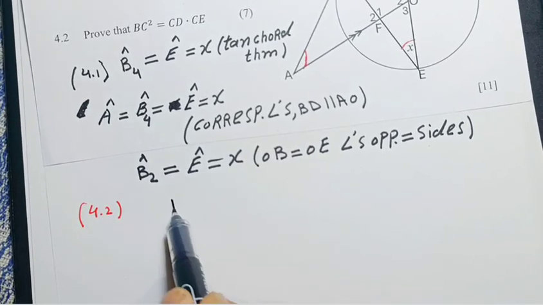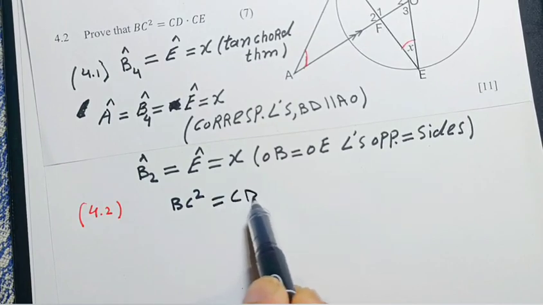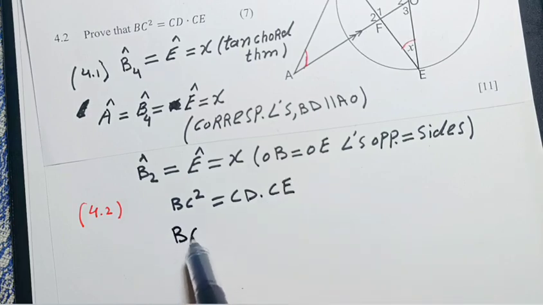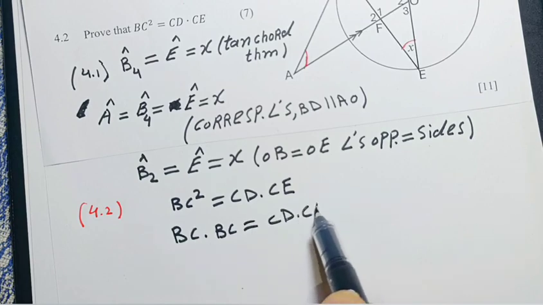So we have BC squared is equal to CD times CE. I can write this as BC times BC is equal to CD times CE.